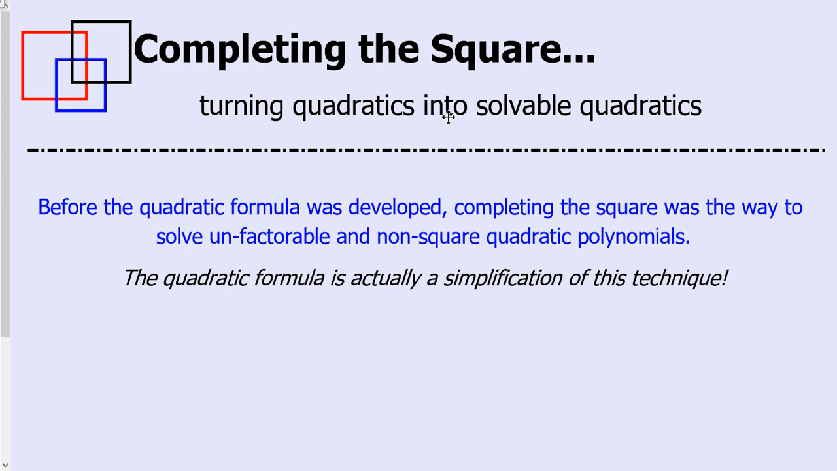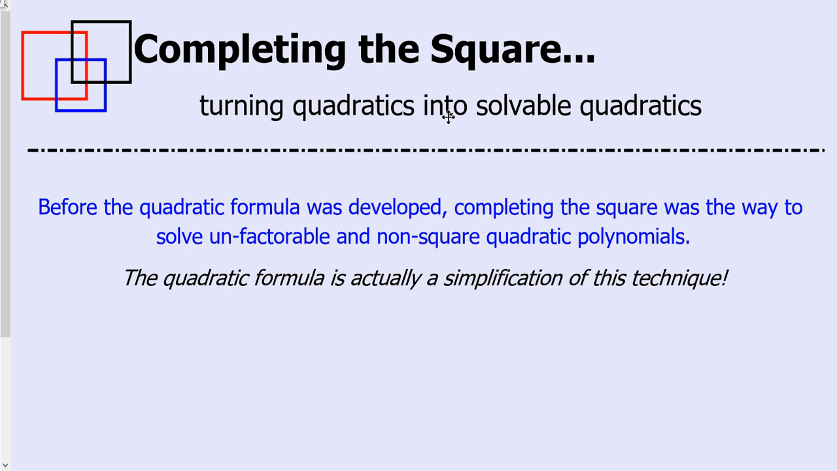Older even than using the quadratic formula, which, fun fact, before the quadratic formula was developed, completing the square was the way to go and solve any sort of unfactorable or non-square quadratic polynomials. And if you see what the proof for the quadratic formula is, it's really just completing the square for the general case.